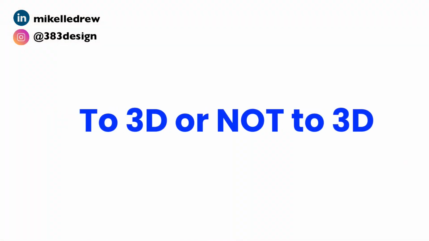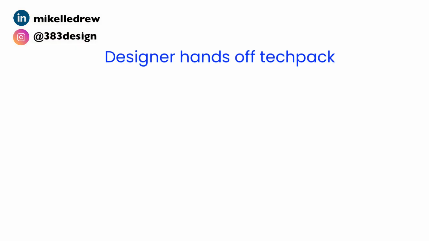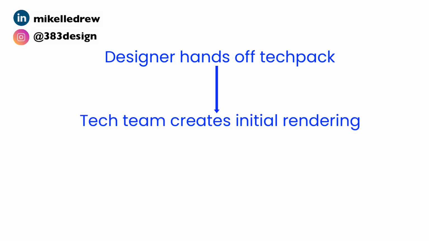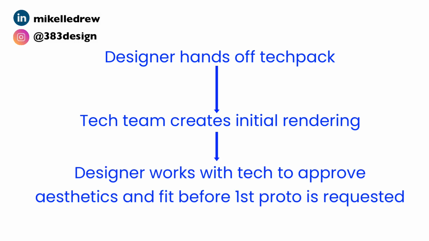Now, some of you skip the Illustrator step and go right to 3D fashion design software. And whether you decide to do that or not depends on your business model or the workflow and software used by the company you're working for. For many designers in the corporate space, because a pattern is required to create a 3D rendering, the designer hands off a tech pack to the technical design team or a 3D team. That team works in 3D to create an initial rendering of the designer's sketch, and then the designer gets re-involved and works with the TD to approve the aesthetics and fit before a physical proto is requested.